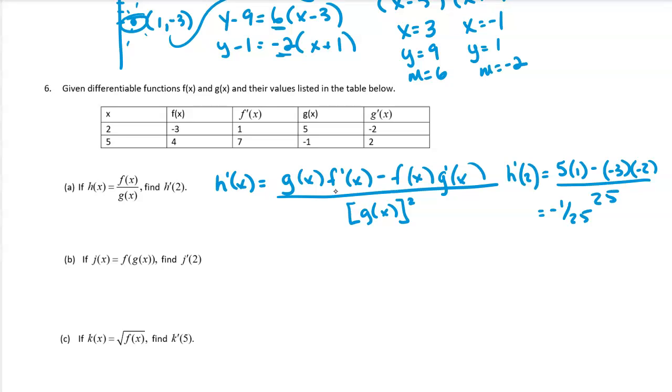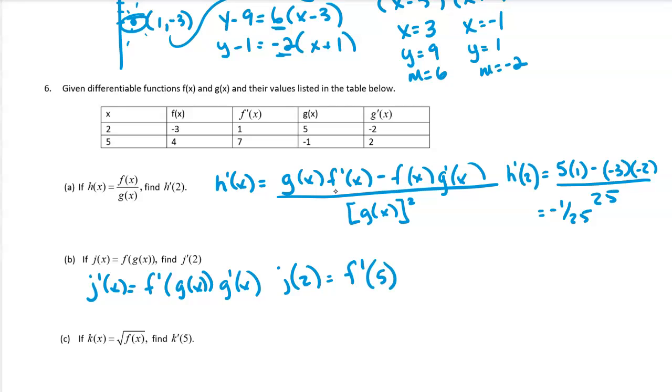J was a little bit of just chain rule, the definition of chain rule. J prime of x is f prime of g of x times g prime of x. J prime of 2 is equal to f prime of g of 2. So g of 2 is 5, and then g prime of 2 was negative 2.